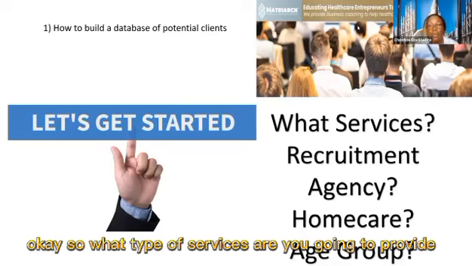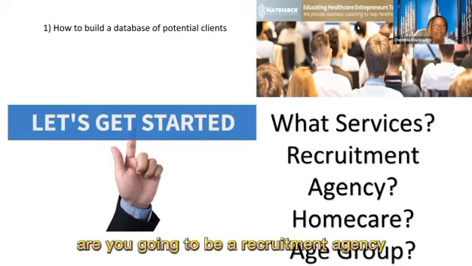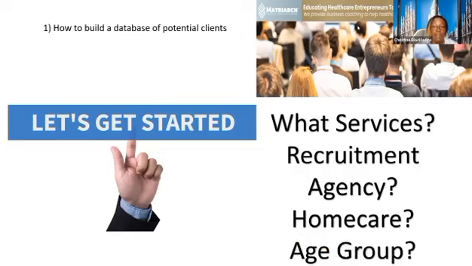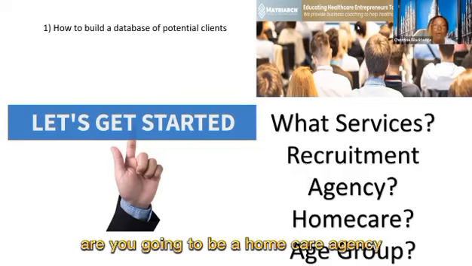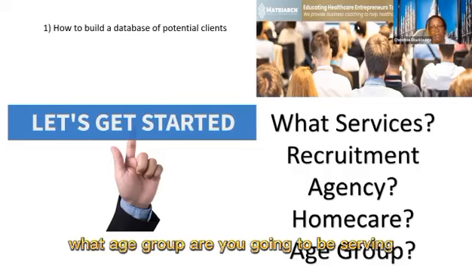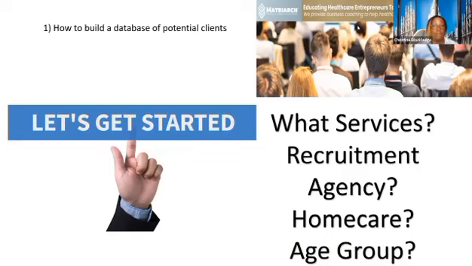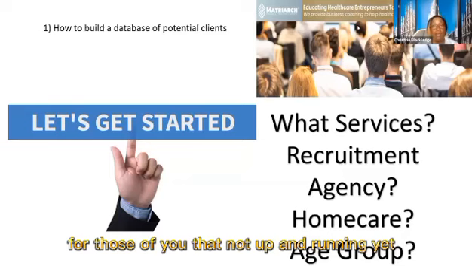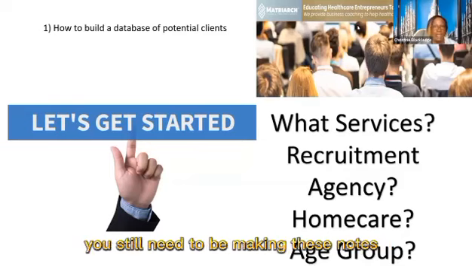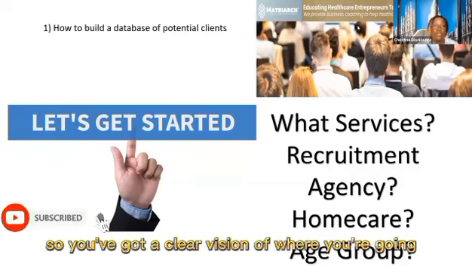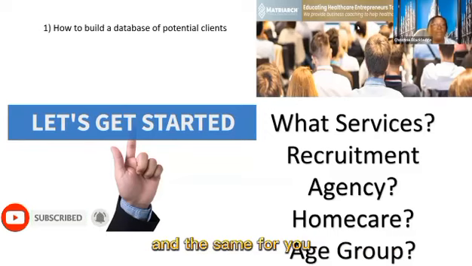Okay, so what type of services are you going to provide? Are you going to be a recruitment agency? Are you going to be a home care agency? What age group are you going to be serving? Will it be adults? For example, 18 to 24 to 25, for example. Or is it 18 to 65 plus? Or 18 to 65? So write that down for those of you that are not up and running yet. You still need to be making these notes so you've got a clear vision of where you're going.